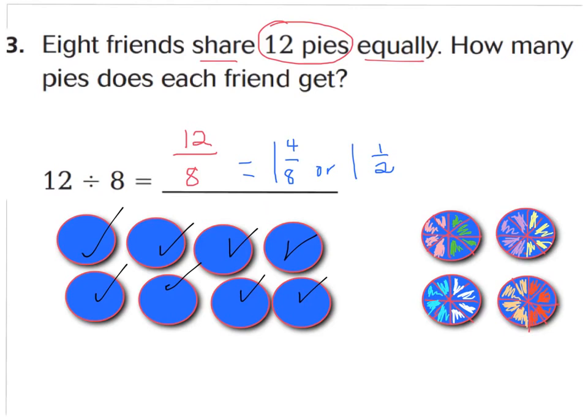And remember, you can check this with multiplication. 8 times 1 is 8. There's my 8 pies, plus 4 more equals 12, and they're cut into eighths.